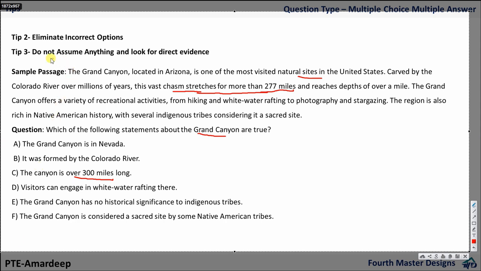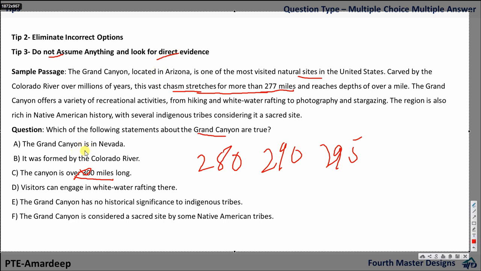And what I mentioned, do not assume anything. So don't assume that if it is more than 277, it can be 300. No, do not assume it. Why? It can be 280 also. It can be 290 also. It can be even 295 also. So this is incorrect. Why? I'm eliminating it. It is more than 277, I'm not sure, so eliminate it. Maybe it can be 290 also. But here it says it is more than 300. So we cannot assume anything on our own. I have to look for direct evidence.